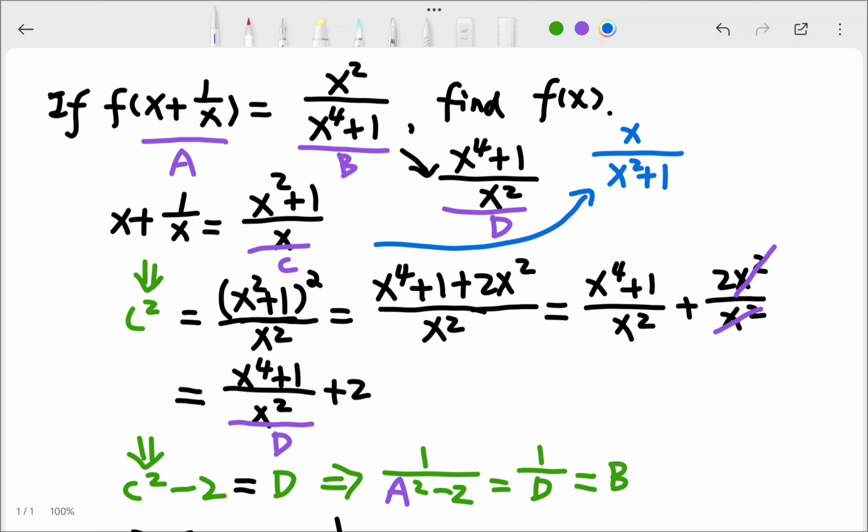And then when you compare this with b, you may want to square this. When we do that, you'll get this. And of course, opening the brackets up, like what we did earlier, we still have this extra term 2x squared. But here, we cannot get rid of that 2x squared because it's in the denominator, whereas here, it's in the numerator.